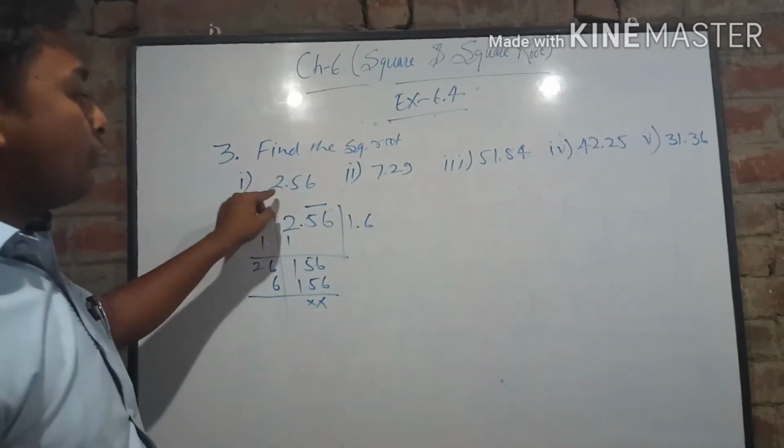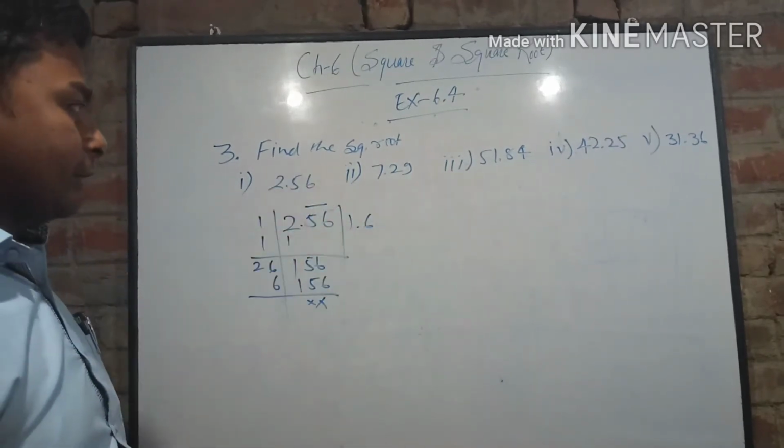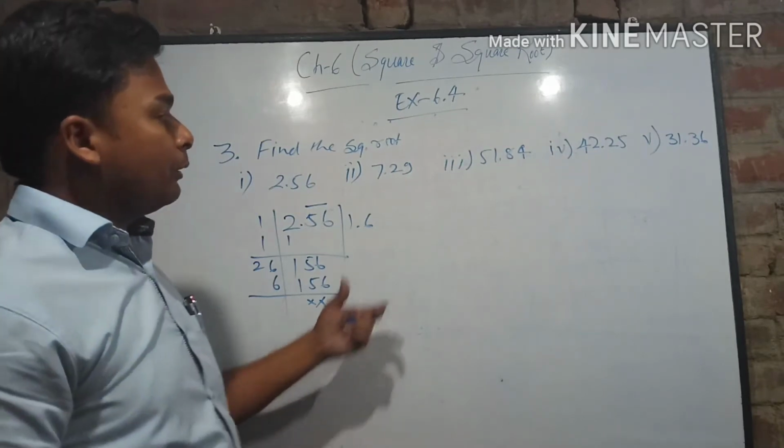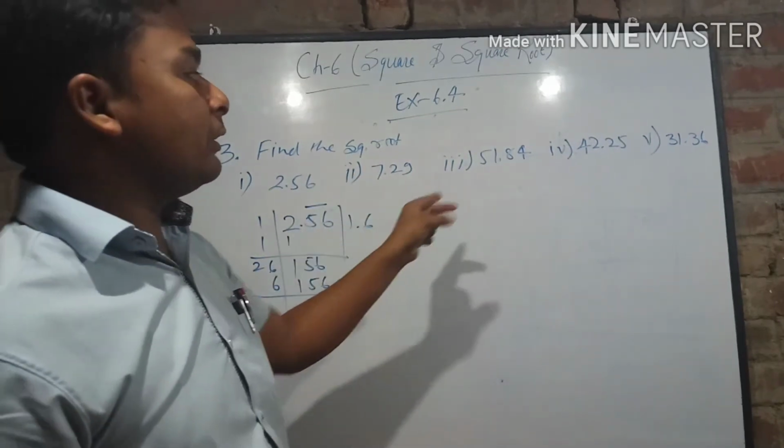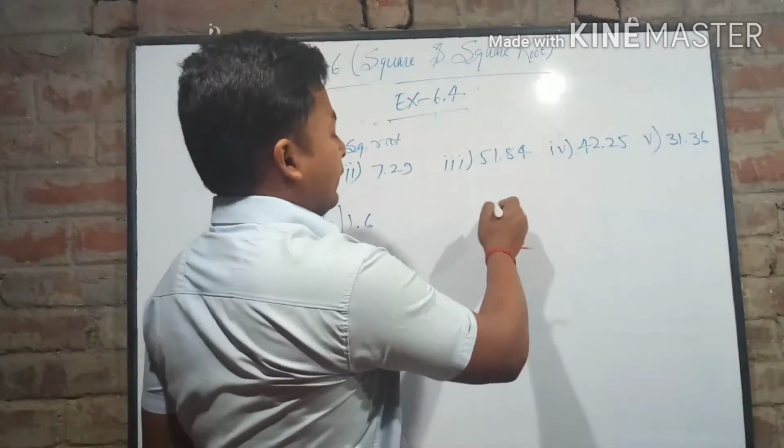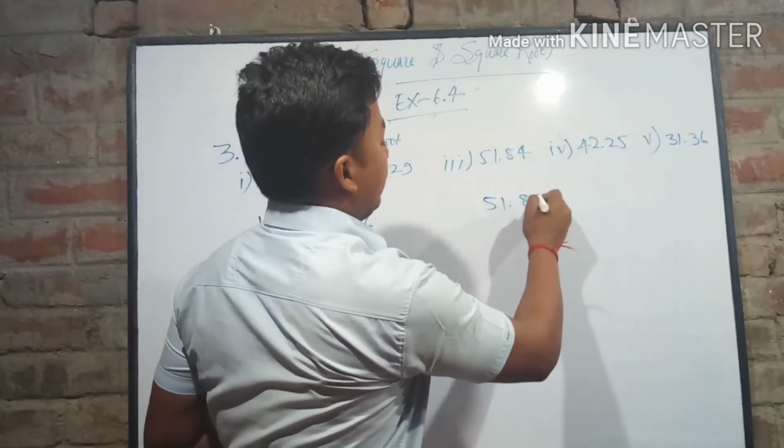So the square root of 2.56 is equal to 1.6. Similarly, question number 2 is almost similar. So I will take question number 3, that is 51.84.